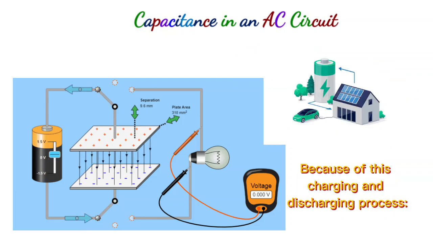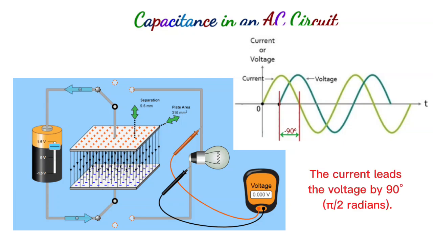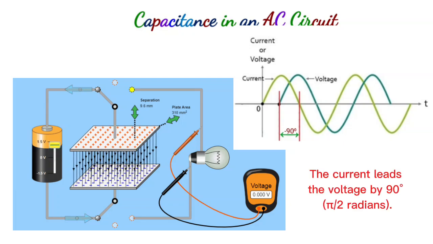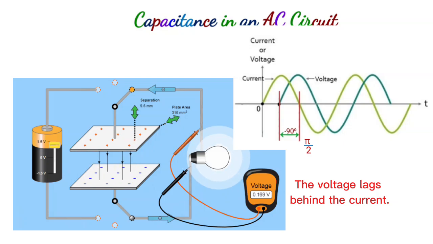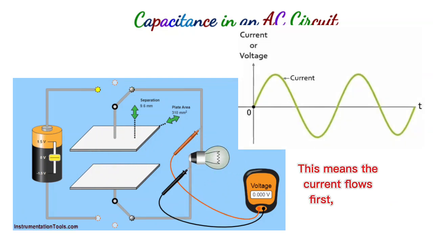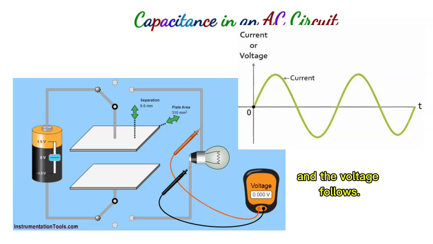Because of this charging and discharging process, the current leads the voltage by 90 degrees, or pi divided by 2 radian. The voltage lags behind the current. This means the current flows first and the voltage follows.